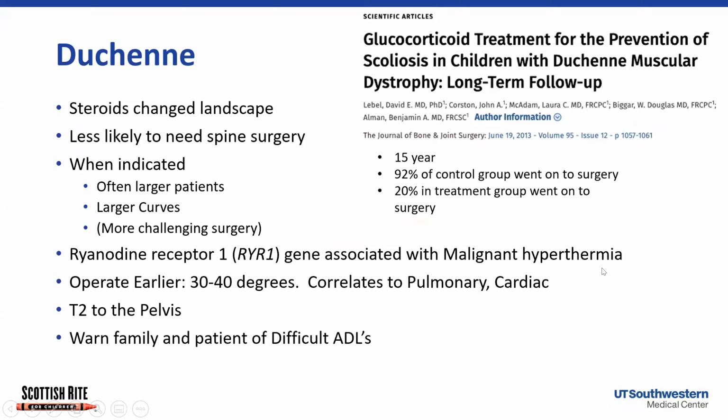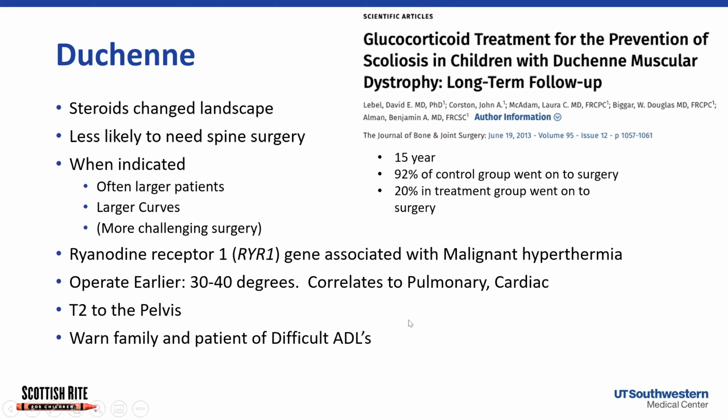Just a couple of points about a couple of diagnoses. So Duchenne muscular dystrophy, the landscape has changed basically because of steroids. It's less likely they'll need spine surgery. When it's indicated, oftentimes these patients are larger because of the steroids and they're eating. They have larger curves. You have to be careful about malignant hyperthermia or a pseudo-malignant hyperthermia in these patients. We operate early because it correlates to their pulmonary and their cardiac status.